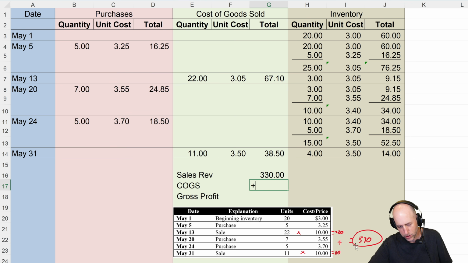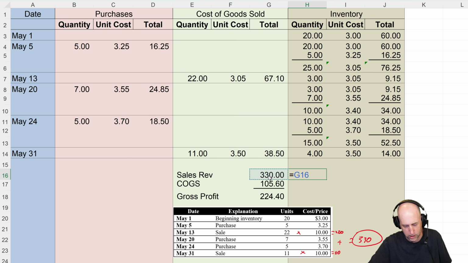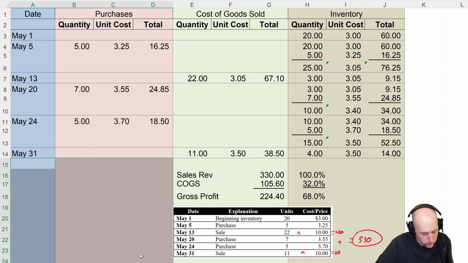My cost is just the sum of the COGS column, 67 and 38, it's 105. Sales minus COGS is the gross profit. How much did I make? I made $225 on these sales. Now we set the sales revenue to 100%. I like to express these numbers as percentages. So our sales, of course, is 100%. Our COGS is 32%, and our gross profit, therefore, is 68%, our gross profit percentage, and that's a number that companies monitor very closely.